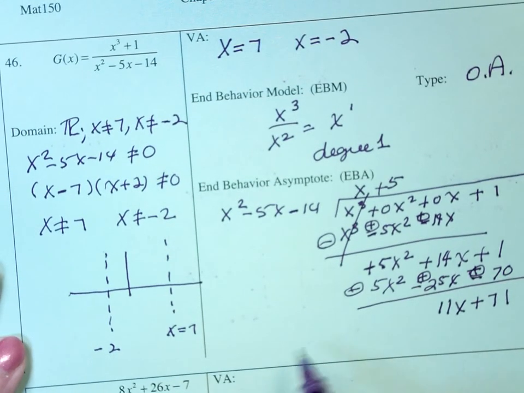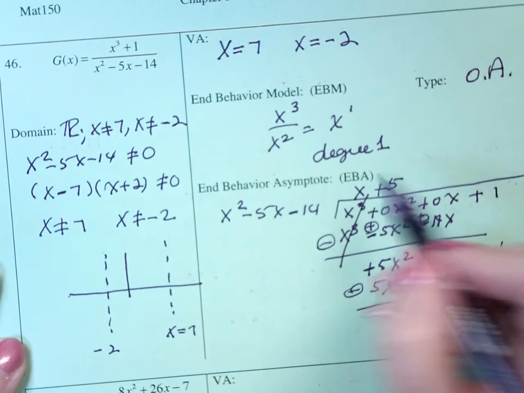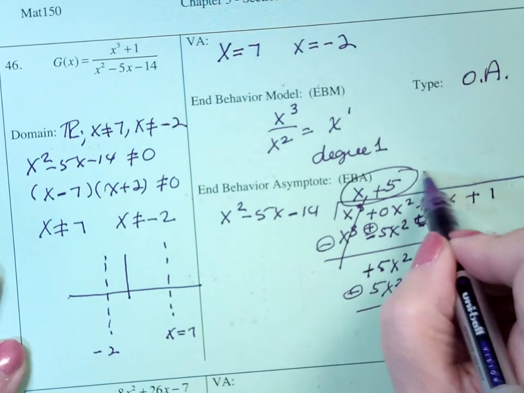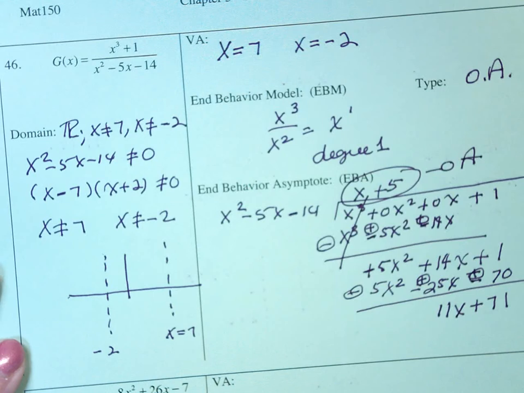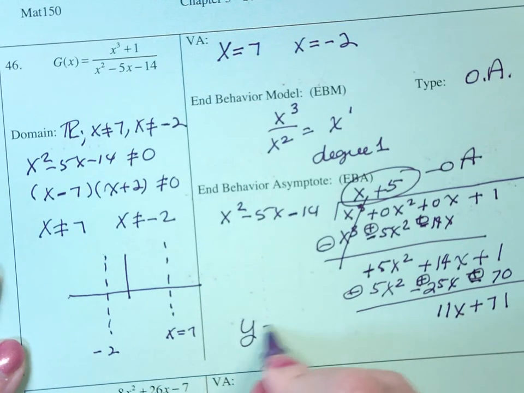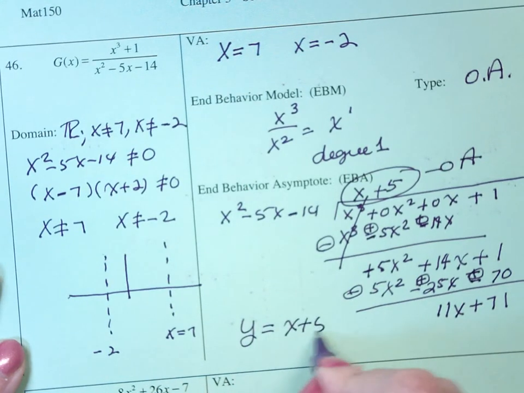So essentially, the OA is this guy right here. The OA is the quotient, which is x plus 5.